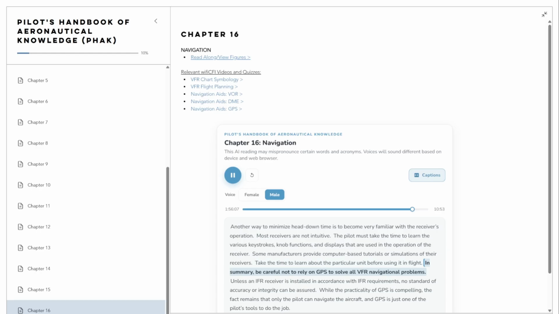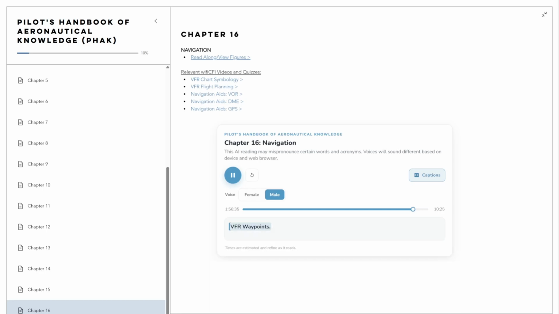In summary, be careful not to rely on GPS to solve all VFR navigational problems. Unless an IFR receiver is installed in accordance with IFR requirements, no standard of accuracy or integrity can be assured. While the practicality of GPS is compelling, the fact remains that only the pilot can navigate the aircraft, and GPS is just one of the pilot's tools to do the job.